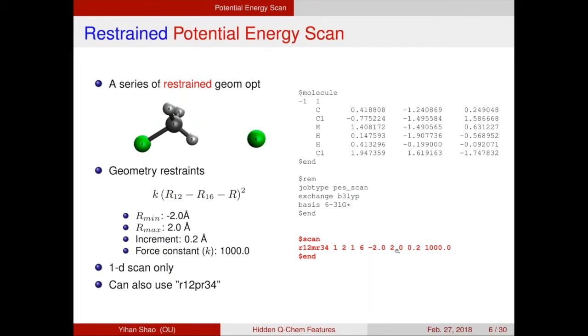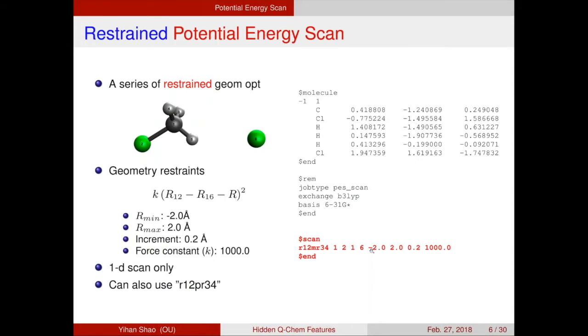And what we do is to add a new input section called scan into the input file, and the first entry there would be R12 minus R34, meaning this reaction coordinate here. Then we name the two atoms associated with the first distance, and then the two atoms associated with the second distance, and we have initial value, final value, and increment. And there is one more value here, which is the force constant, the K value. So really what we are doing here is to apply a harmonic potential to bias the geometry optimization such that the reaction coordinate roughly takes the given value of R.